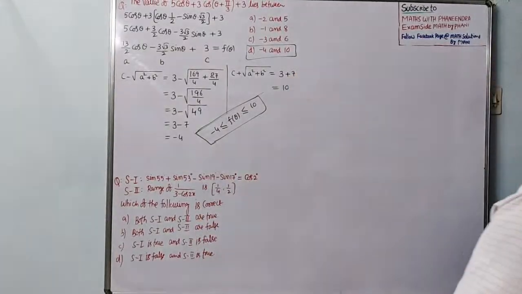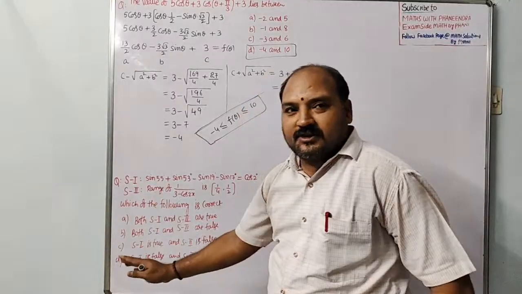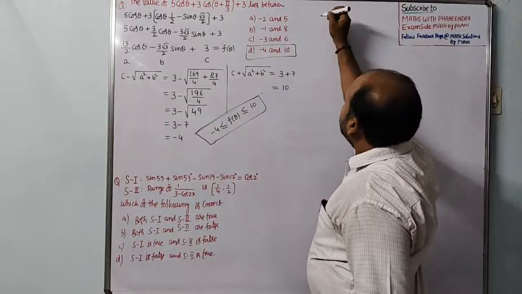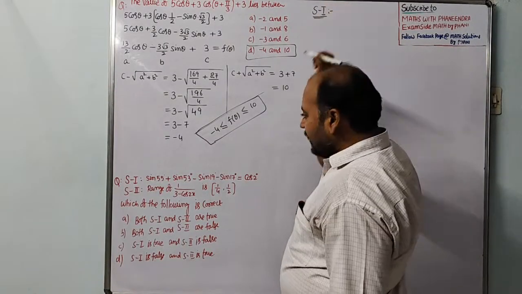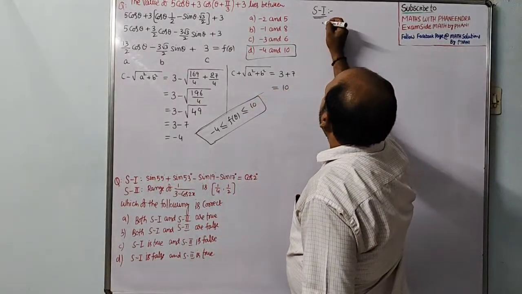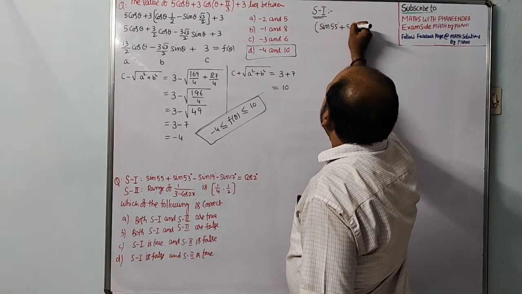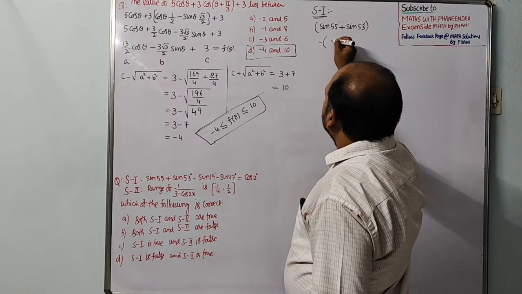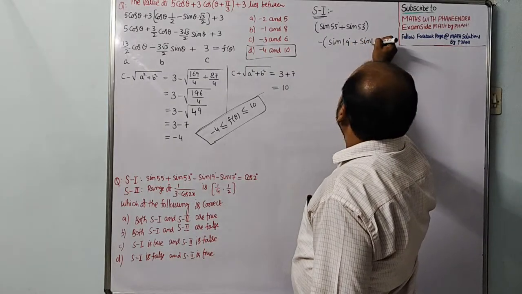Now we will move to another question. This type of question is very important. These chances are there to ask. First, statement 1, whether it is correct or not, we will verify. In statement 1, sine 55 plus sine 53 minus sine 19 plus sine 17.